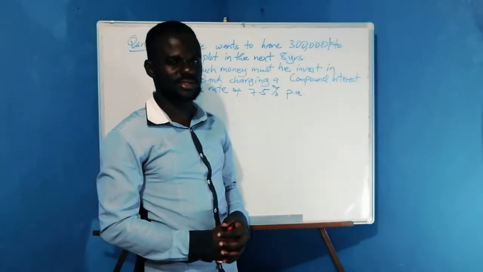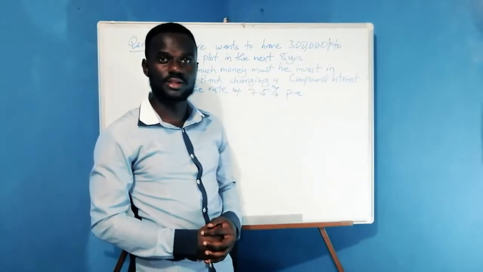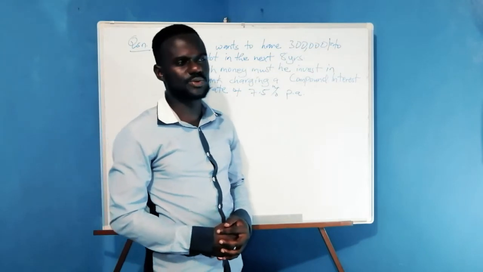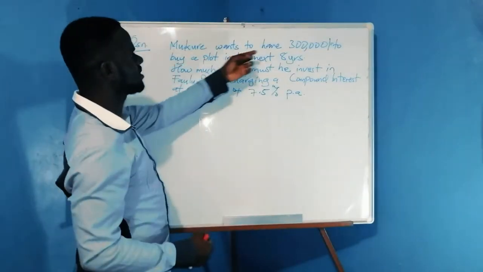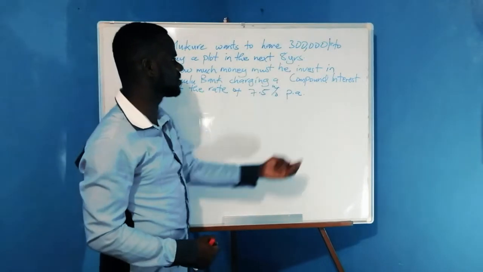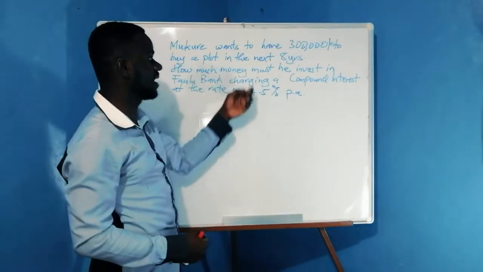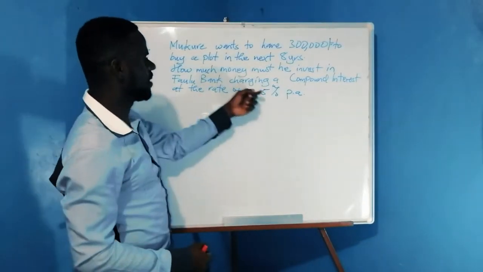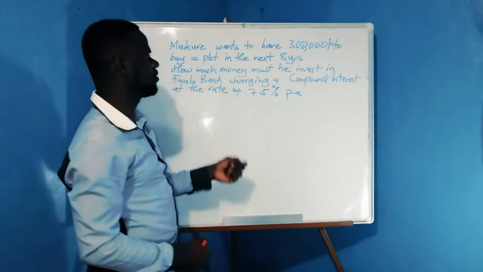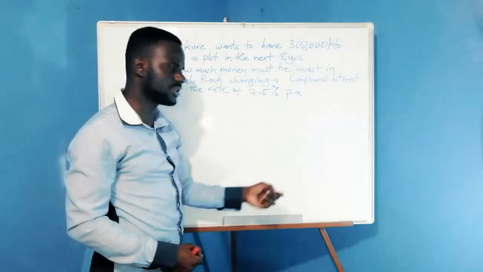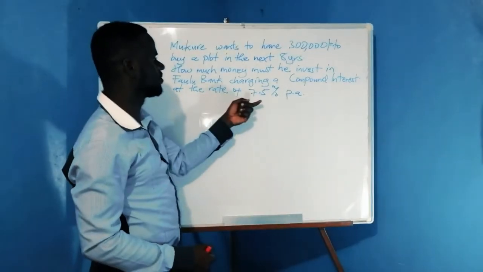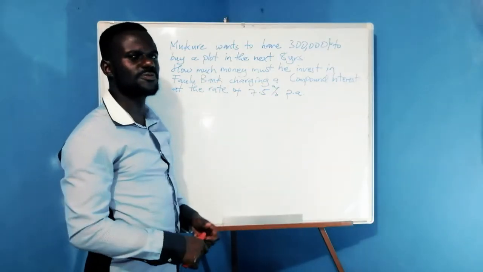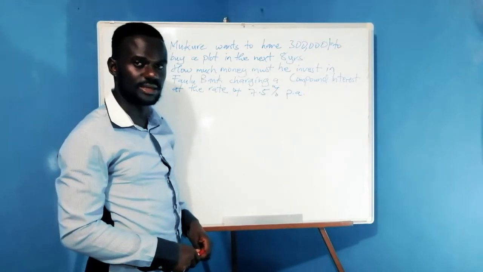Let's take a look at a sample question that tests on the concept of compound interest. And here's the question. Mukure wants to have 300,000 shillings to buy a plot of land in the next 8 years. How much money must he invest in Faulu Bank, charging a compound interest at the rate of 7.5% per annum? You can pause the video and go through the question again.